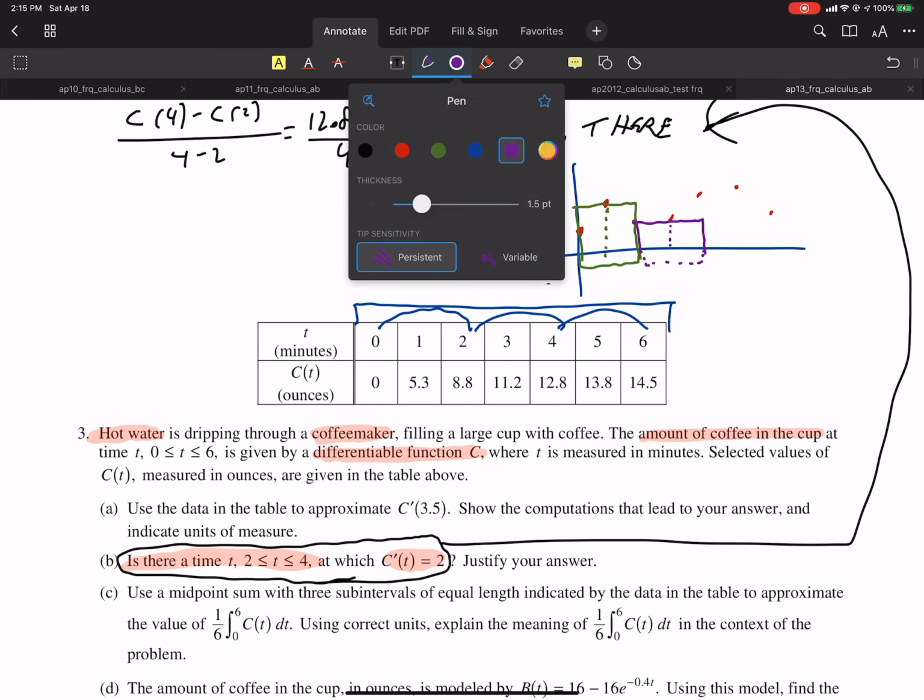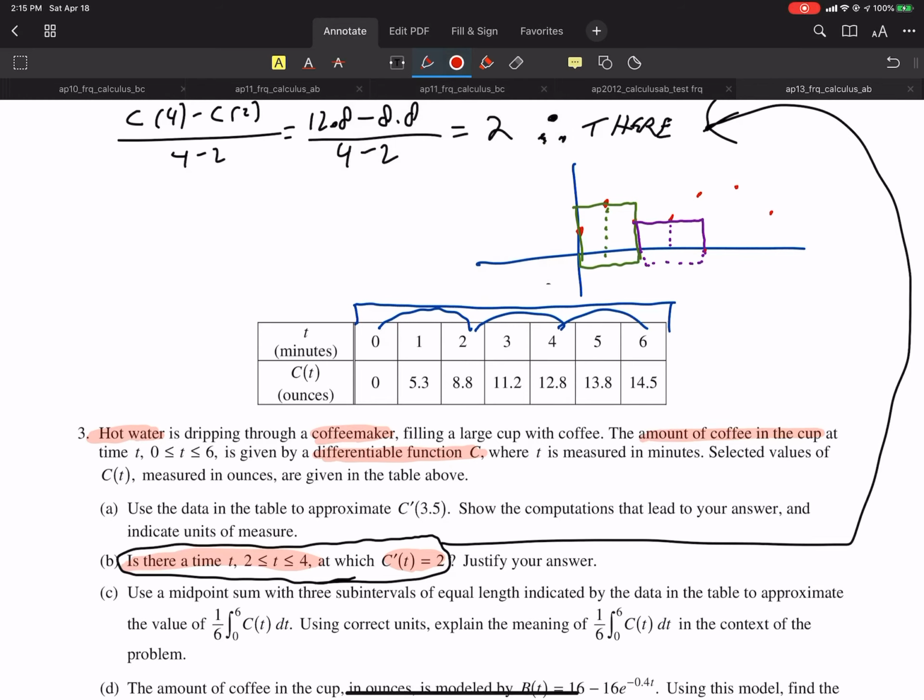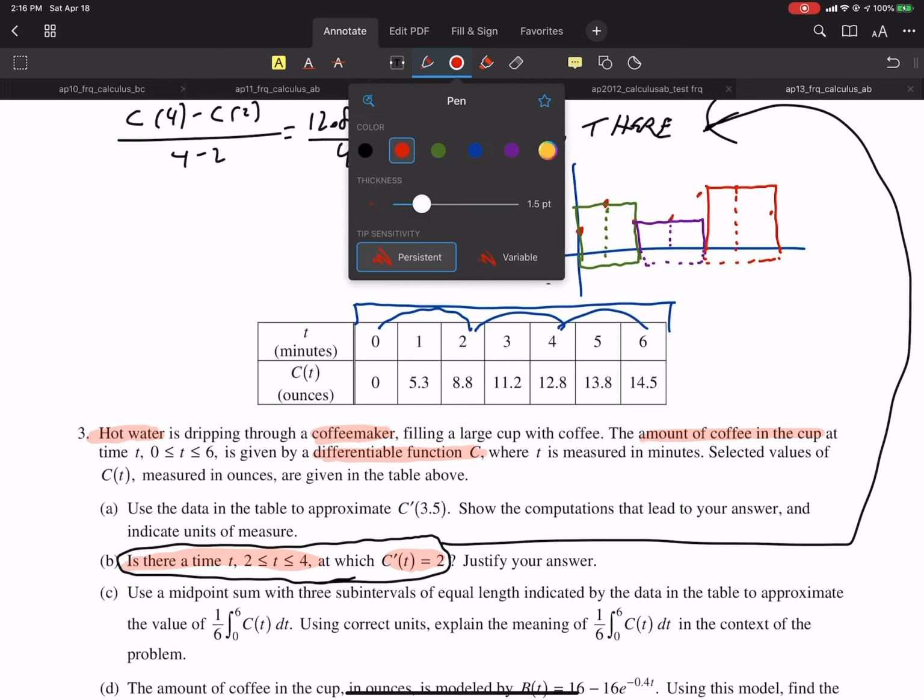And then our last interval is from here to here. I'm going to use the middle point as the height of my rectangle. And then I'm just going to add the area of those three rectangles. So that's what's going on. So let me represent this for you down below.